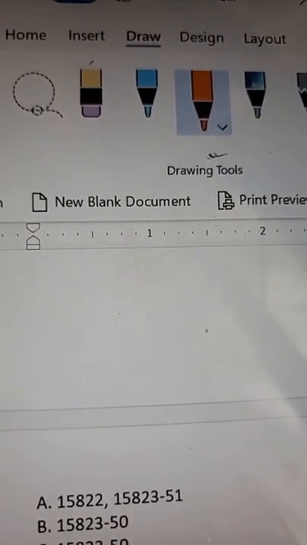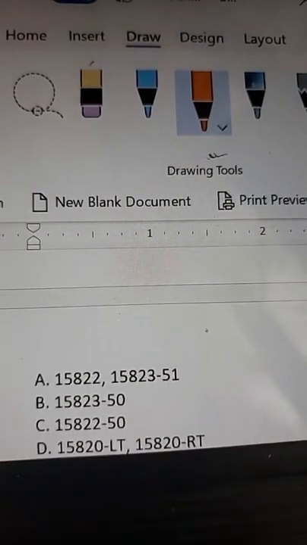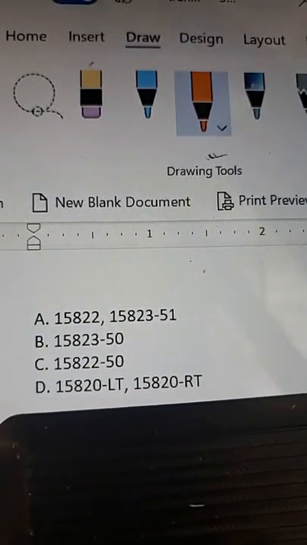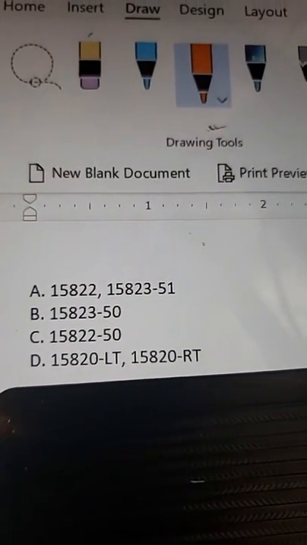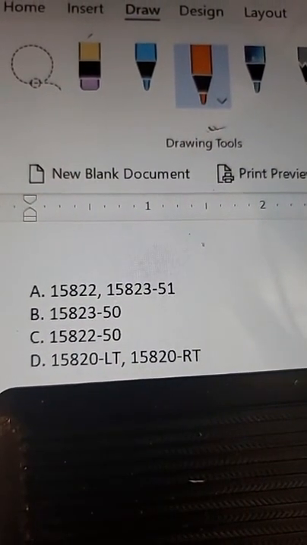Let's try another one. Oop, there we go. So what would we keep here?